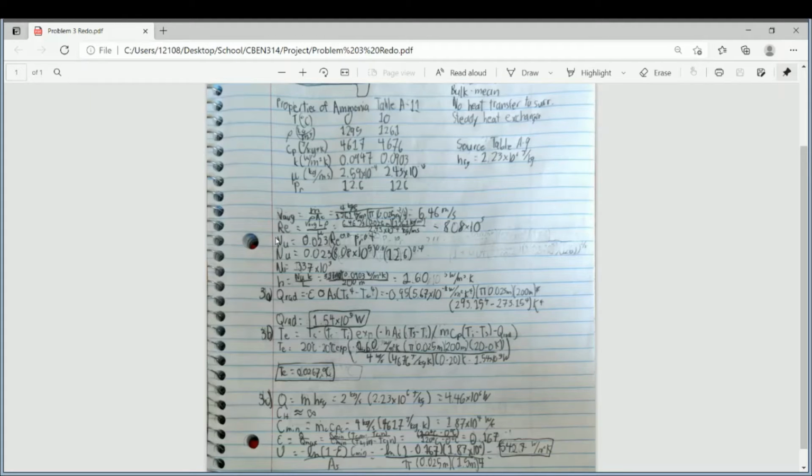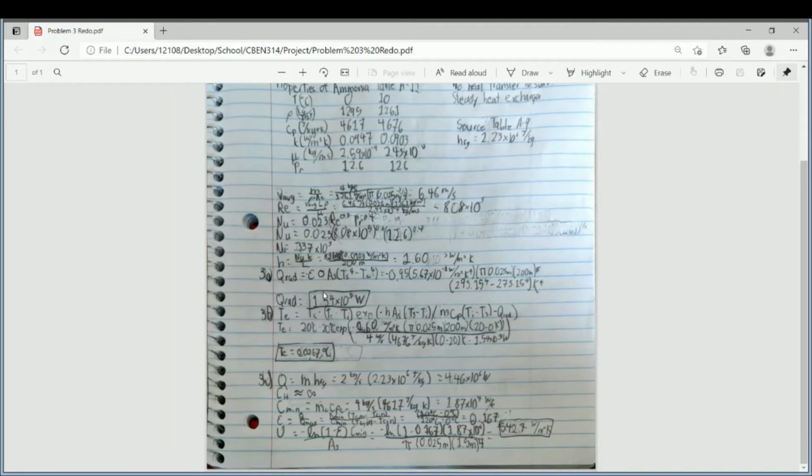What you're going to do after that is you're going to find the velocity. That'll find you your Reynolds number. It'll help you determine how to find the Nusselt number and whether it's turbulent or laminar. So you find the Nusselt number, that'll find you the h value. You can use the h value, rearrange the balance, and that'll give you your final temperature.